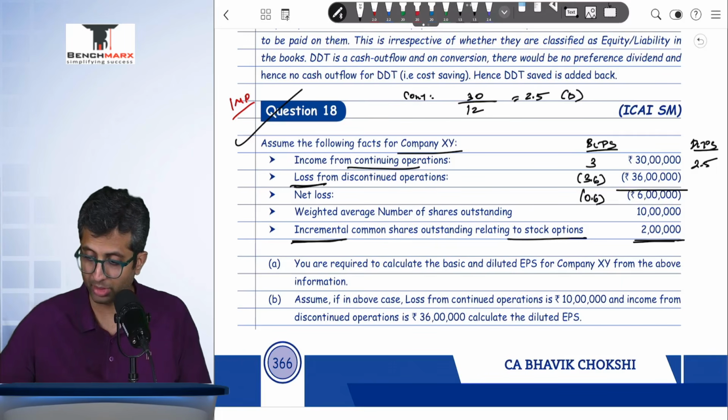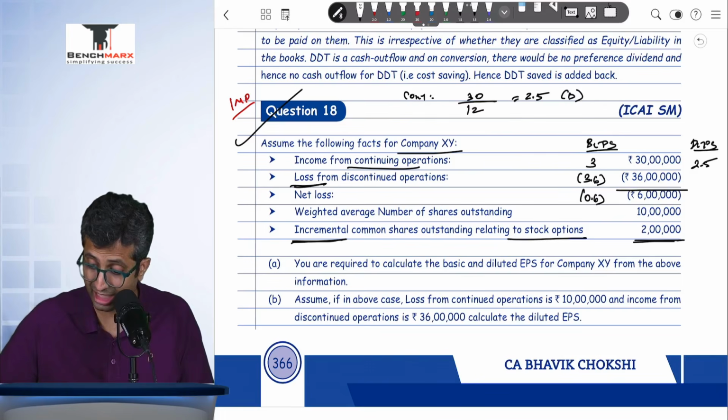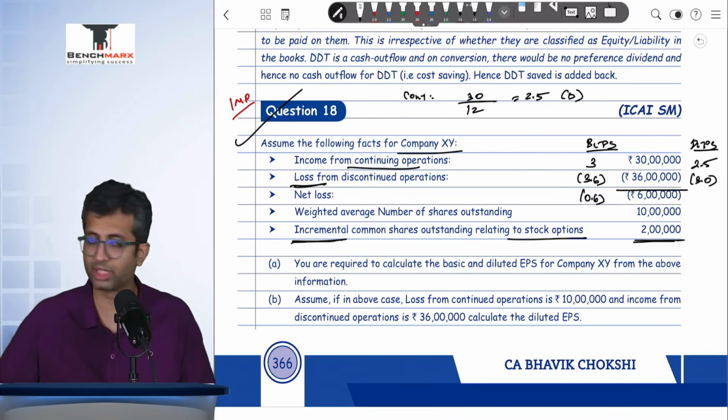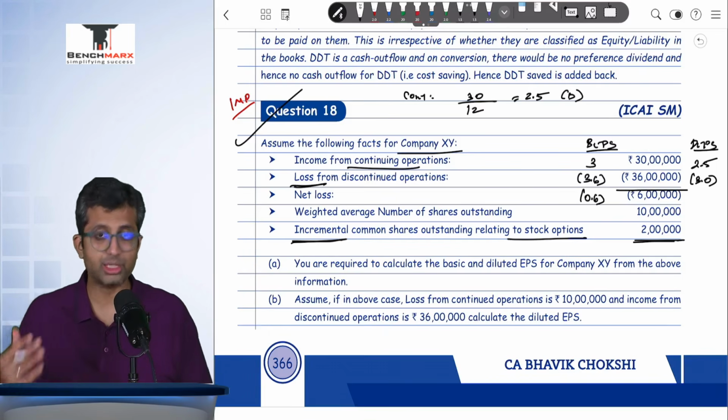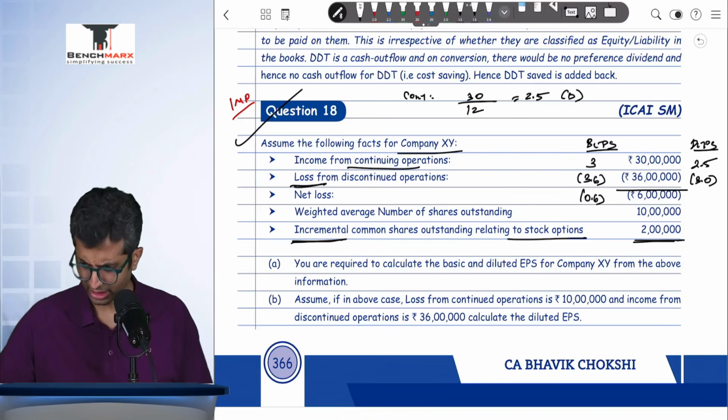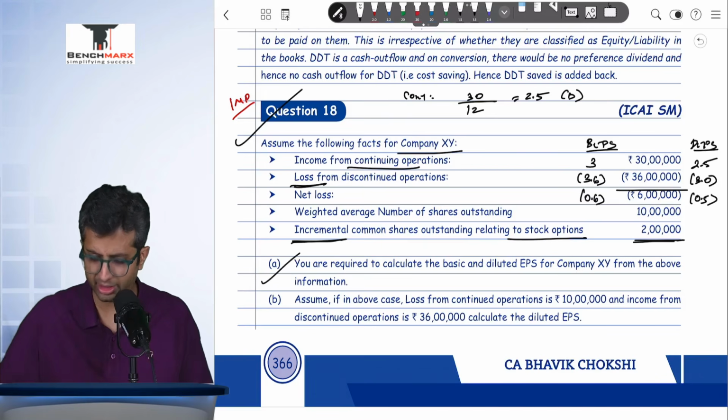Even for discontinued operation, this will be 36 divided by 12. This is negative 3. So basically the loss is reducing. So be it. I will take it because this dilutes the EPS from continuing operations. 6 lakhs divided by 12 comes to a negative 0.5. I will still take it.